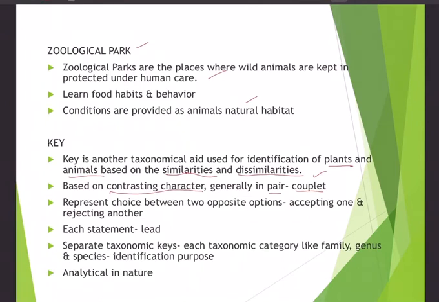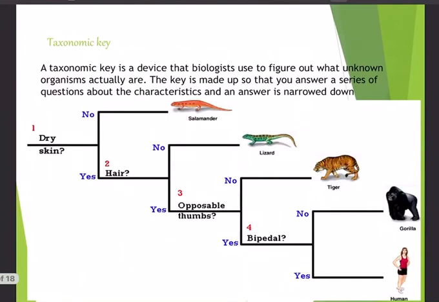It represents a choice between two opposite options, like accepting one and rejecting another. And each statement that is accepted will give a lead for us. So separate taxonomic keys for each taxonomic category like family, genus, species will all help us in identification. So it is analytical in nature. A lot of logic and reasoning will be involved in a key. So keys with logic and analysis help easy identification and classification of animals.